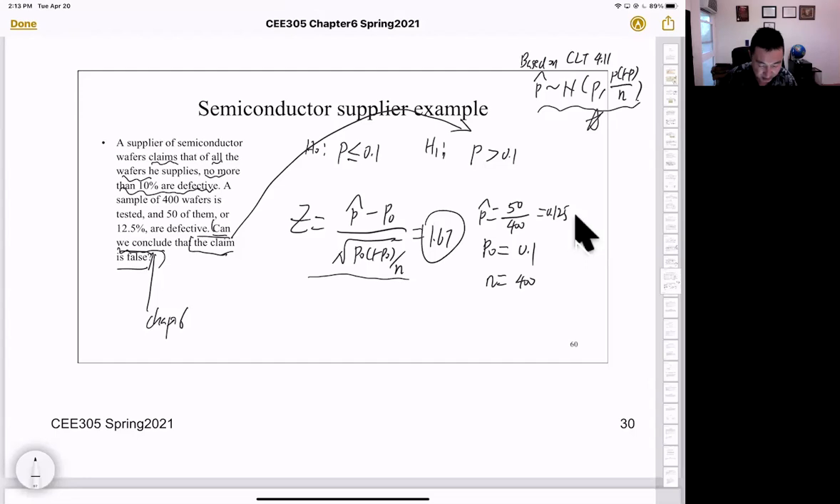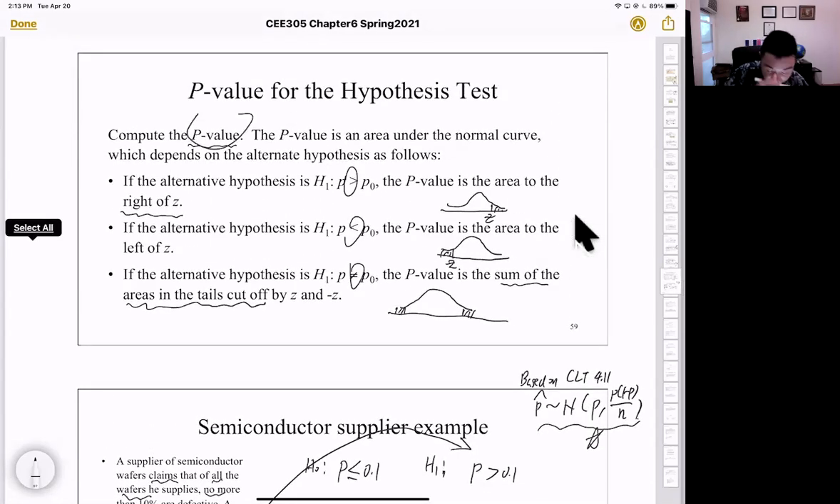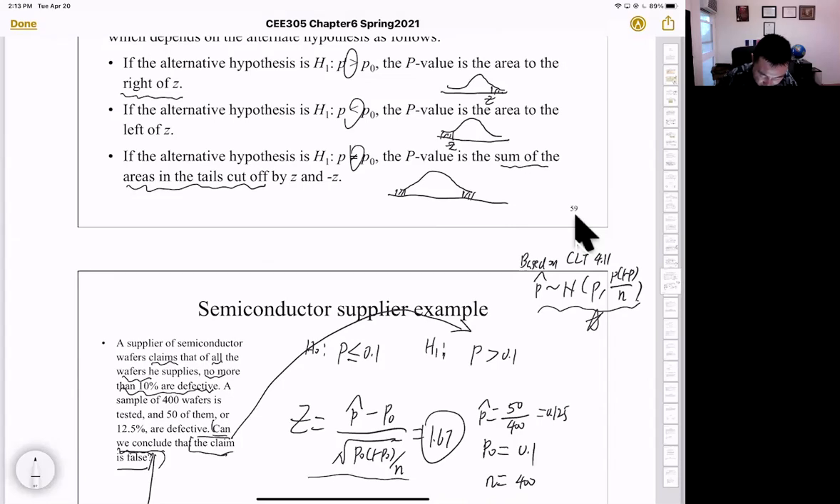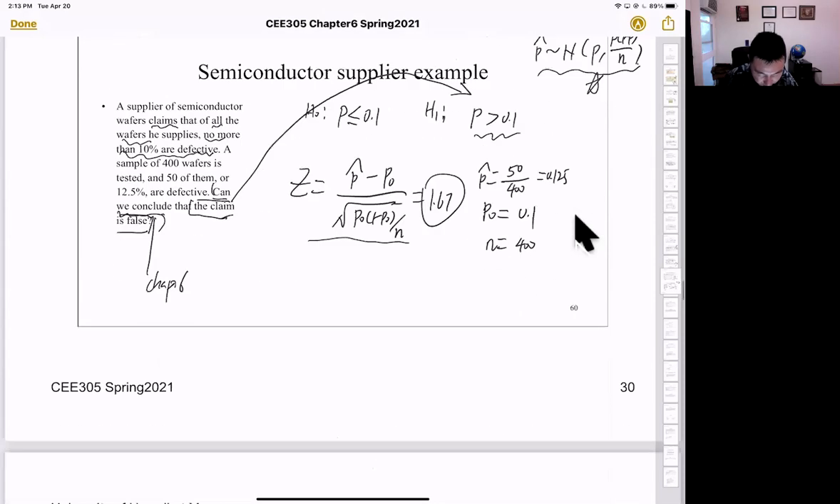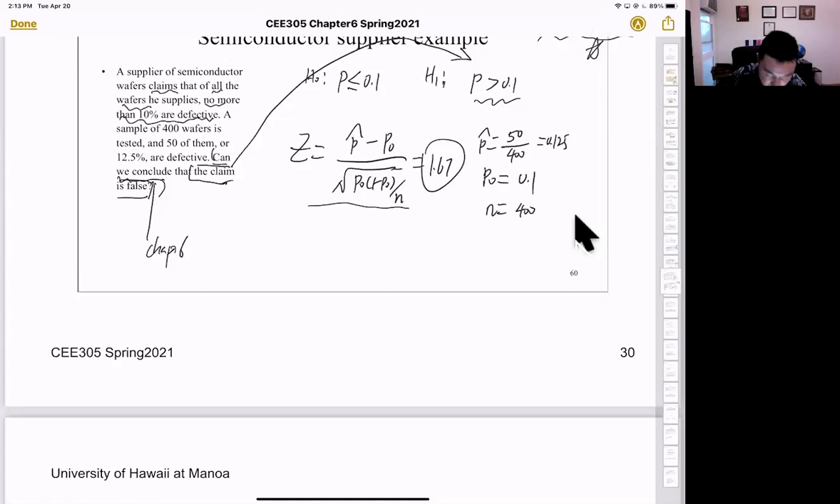And then the next step is to calculate the p-value. So how to calculate the p-value? The p-value depends on how H1 is set up. So in our case, H1 is p larger than 0.1, which is the first case, p larger than p0. p0 is 0.1. Then the p-value will be the area to the right of z. So how to find the p-value on the right of z? Of course, we use table 8.2, the z table. It turned out for z value of 1.67, the area to the right of z, that's the p-value.